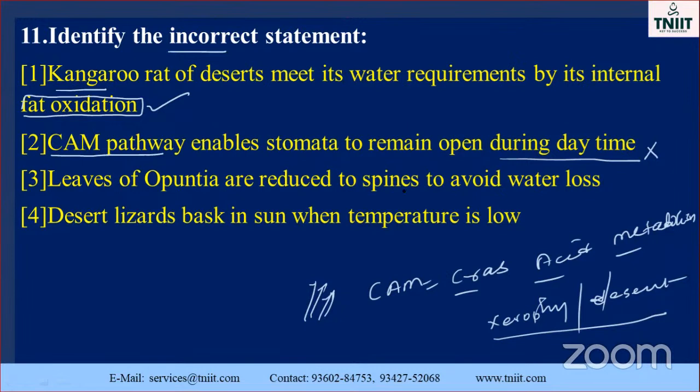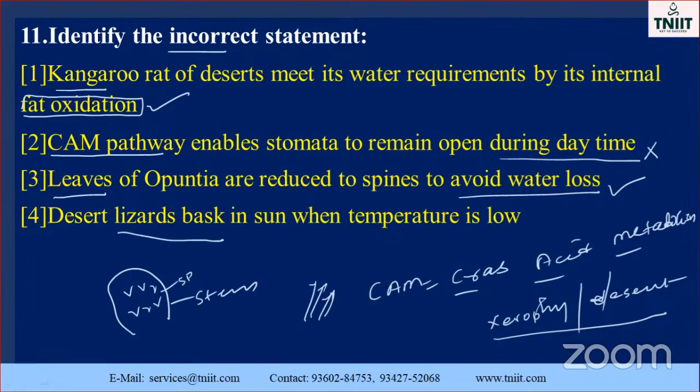Leaves are reduced to spines to avoid water loss. Yes, it is correct. The leaves are modified into spines, and this is the stem. For what purpose? To avoid water loss. Also correct. Desert lizards bask in the sun when the temperature is low. This is also correct. So the incorrect statement is the second one: the CAM pathway enables stomata to remain open during daytime, when actually they are closed.